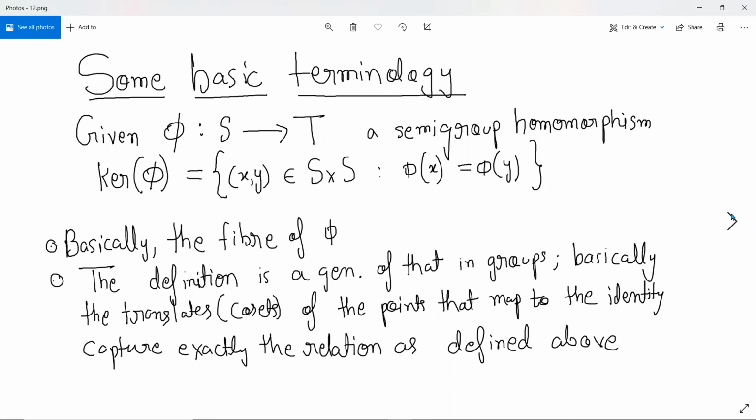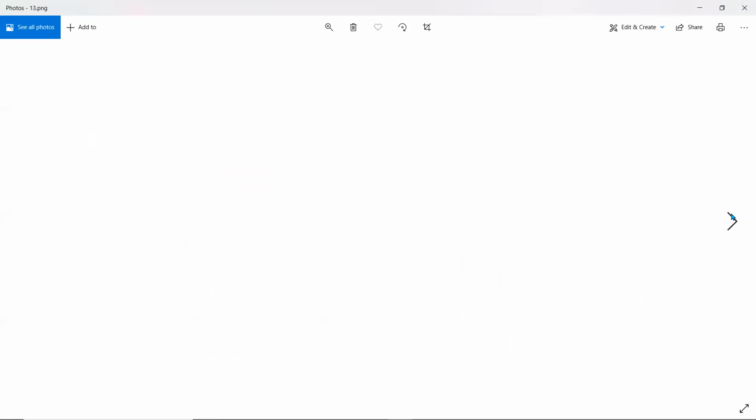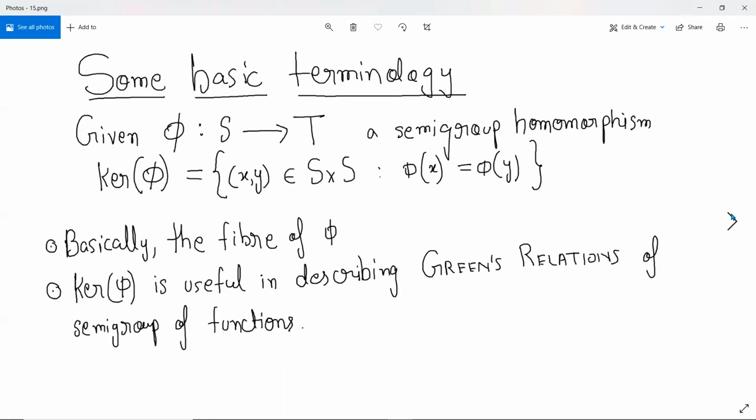Now, this is not a new definition. It is the generalization of the definition that exists for groups. Whenever we have inverse elements available, we define the kernel as the set of points that go to the identity, if we have the identity. When you take the translates, the cosets of those points that go to the identity, you get exactly the same partition as this definition of kernel gives us. So this is just a generalization, not anything completely new, just an adjustment that we have to make.